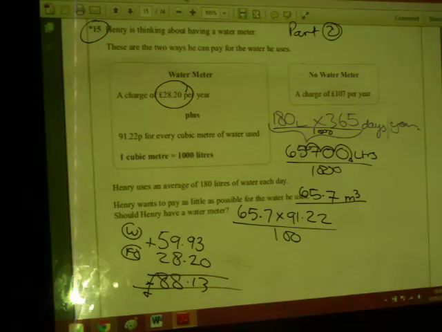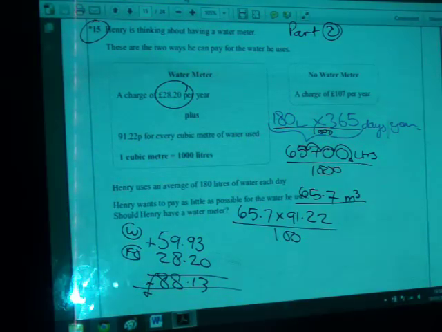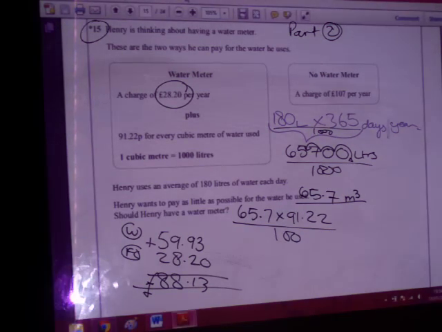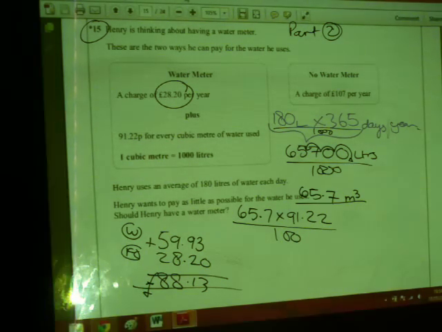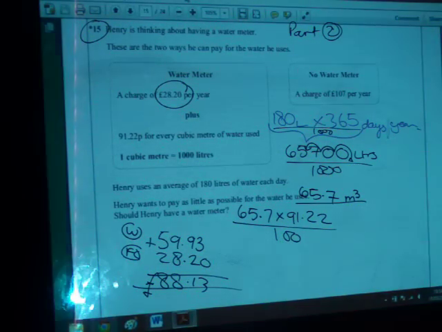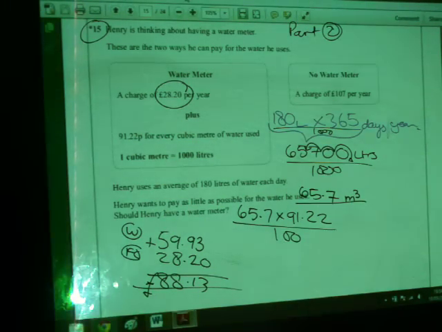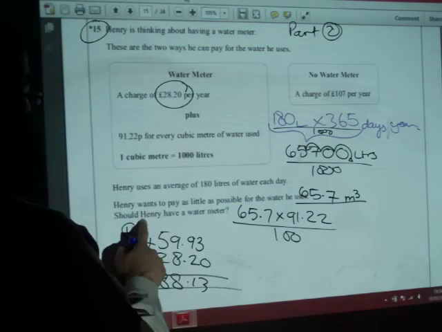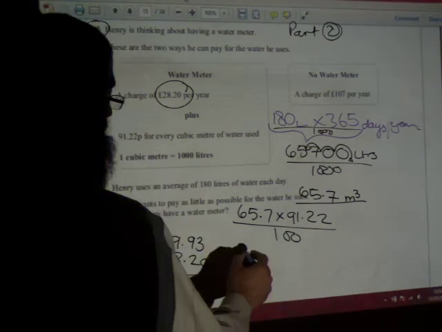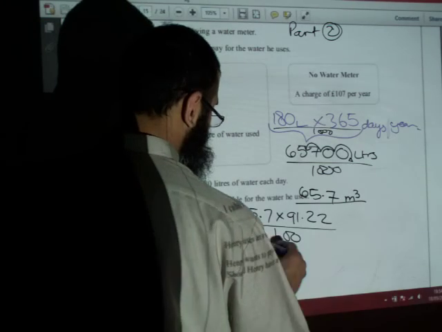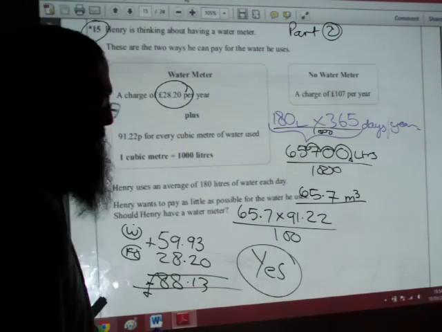So which one is cheaper? The one with the water meter, or the one with no water meter? Which is our conclusion? So which one is the cheapest way? The first way, the one we just calculated, or the second way? The first way. So Henry, what should he have? Yes. Water meter, please.